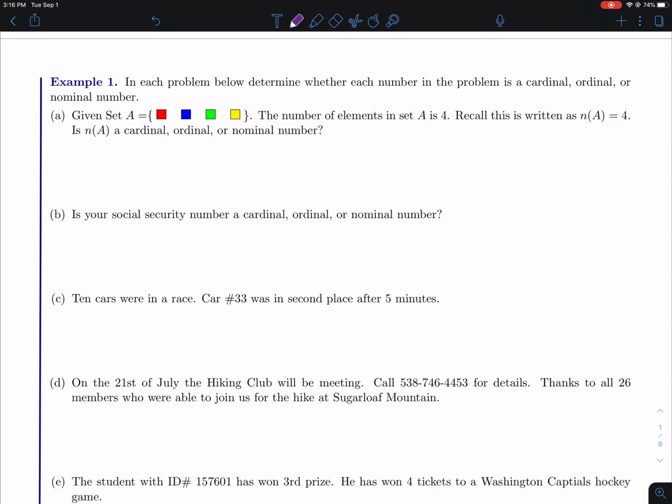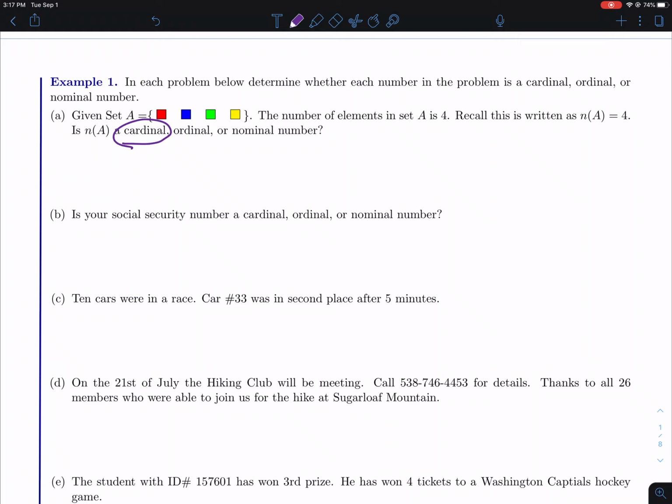In example 1, we've been given a set that has a red square, a blue square, a green square, and a yellow square. So the number of elements in set A is 4. From last time we saw that n of A equals 4 means the cardinality of A equals 4. Is this a cardinal number, ordinal, or nominal? Cardinality tells us right away that this is going to be a cardinal number.